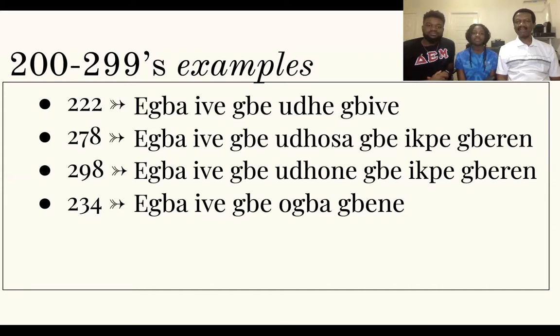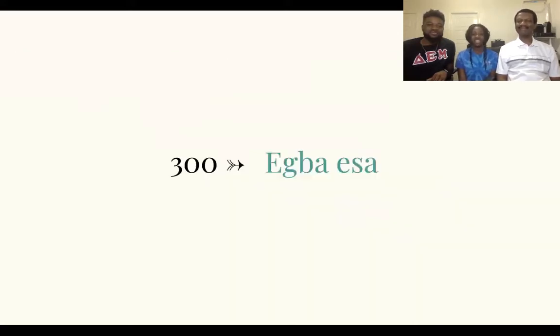234 is Egba Ive Be Oba Bene. Yes, thank you. Now, as you can see, there's a lot of tongue twisters, but eventually we'll all get the hang of it. Yup, with practice. And now to the 300s. So 300 is Egba Esa. That's me. Oh, yes. 300 Egba Esa.